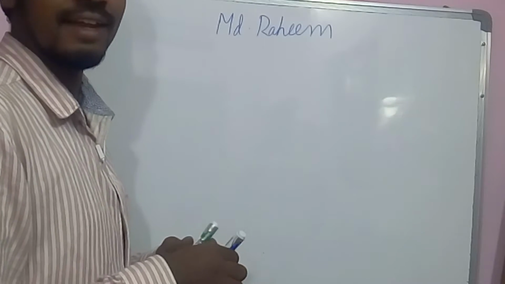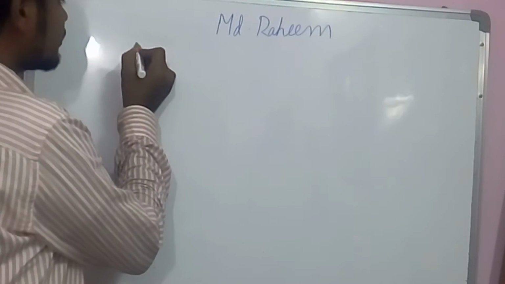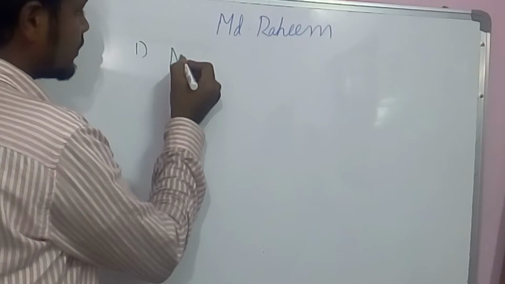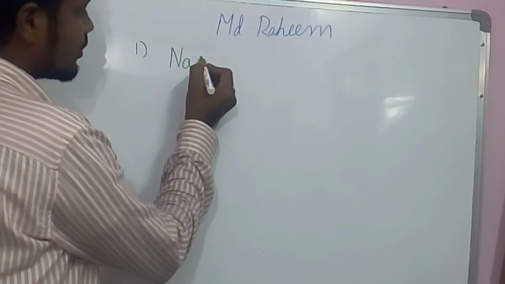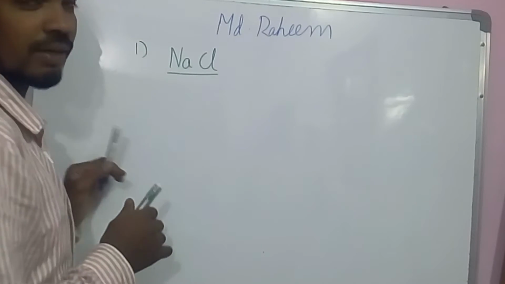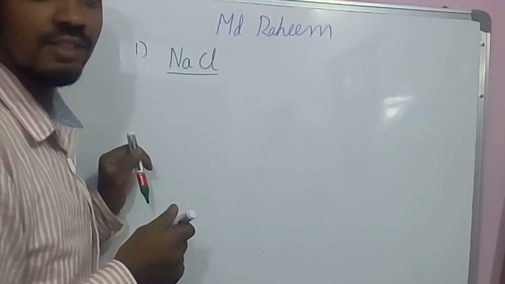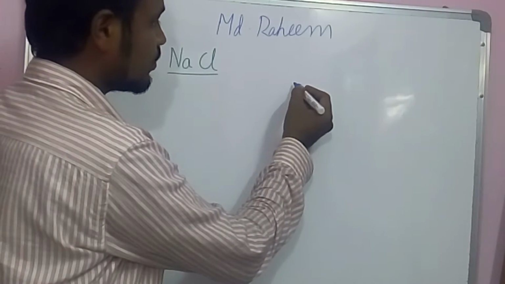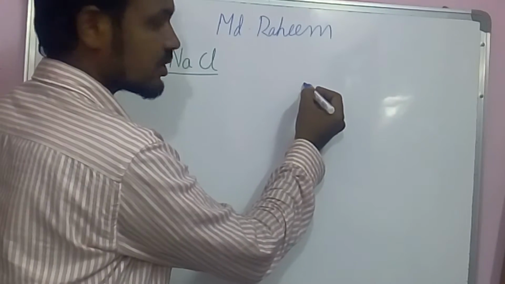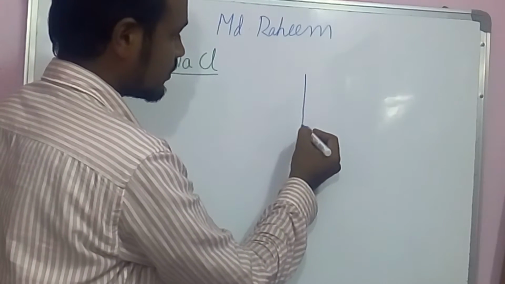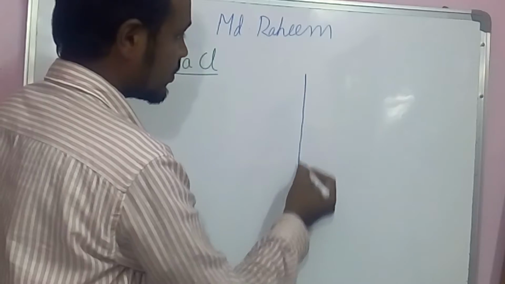So the first question is like this. Draw the structure of NaCl, right? NaCl, simply sodium chloride. How to draw the NaCl structure? Okay, simply go for the simple cubic structure. First, learn how to draw the simple cubic structure.